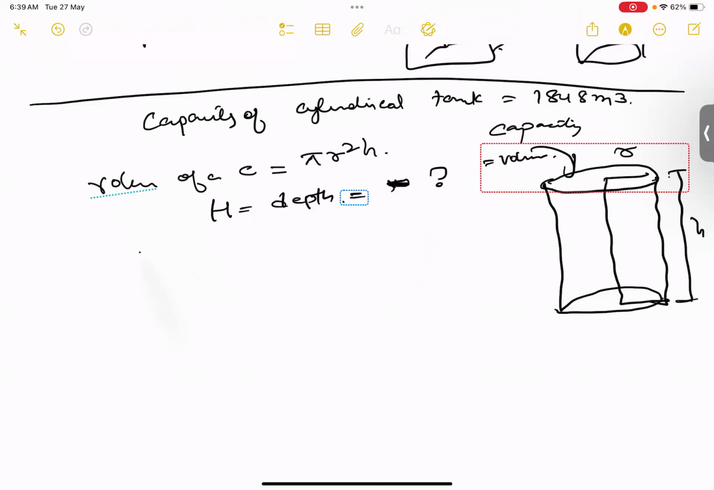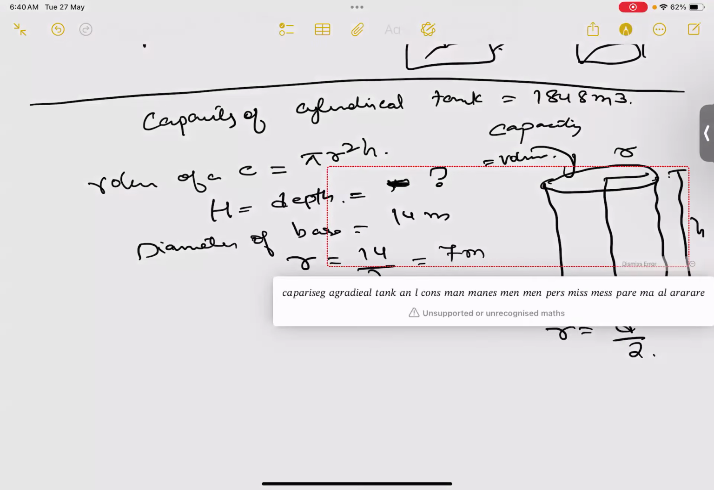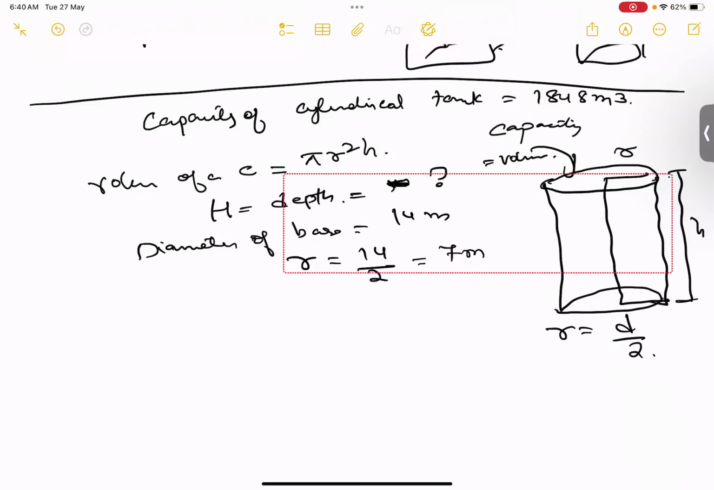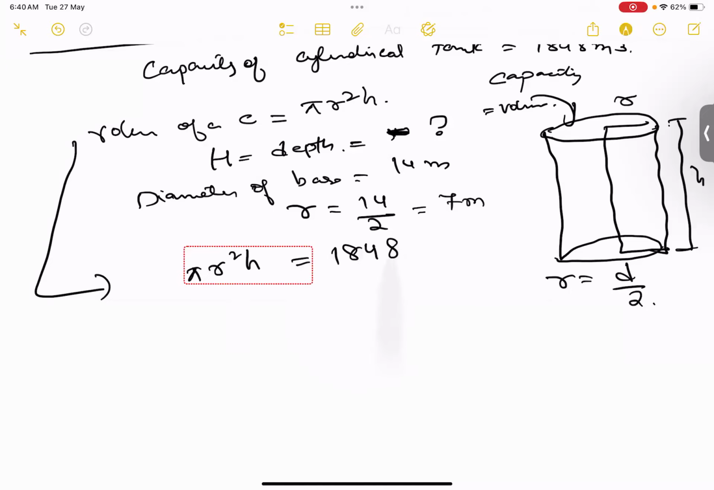It's not given. We have to find it. But the diameter of the base is 14 meter, which means the radius will be half of the diameter, right? Radius is equal to diameter by 2, which is equal to 7 meter. Okay. Now, if we look at the question, we know that the formula of volume of a cylinder is pi r square h, right? Now, volume is given as 1848.